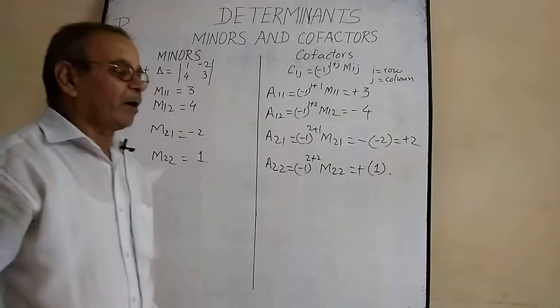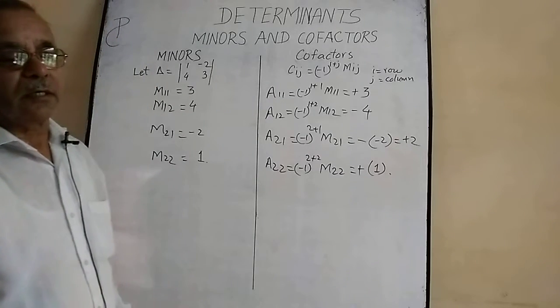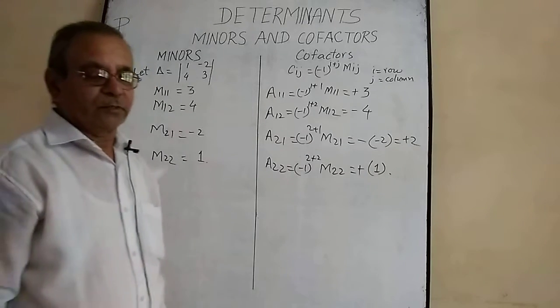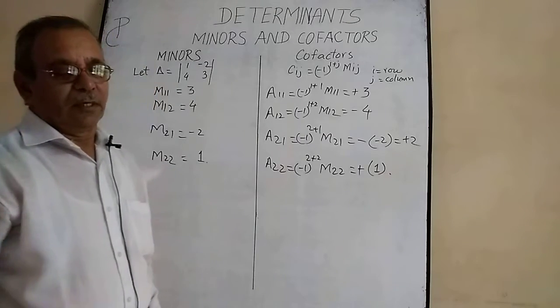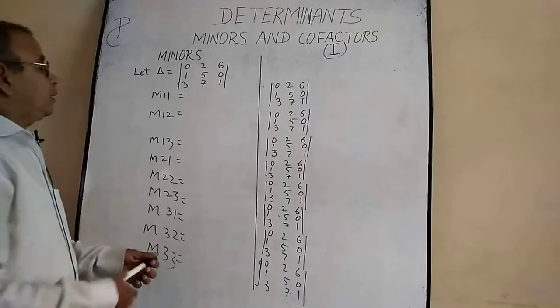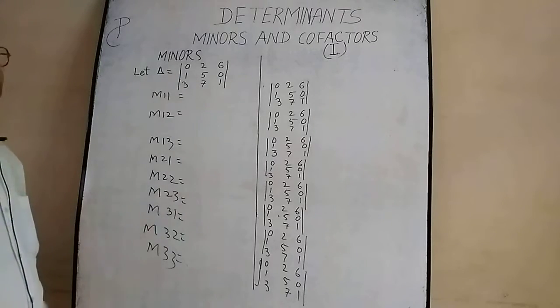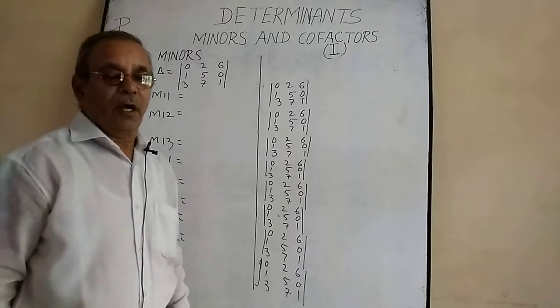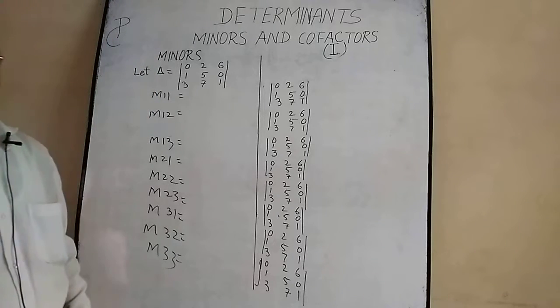Now we discuss third order determinants, with 3 rows and 3 columns. How can we find the minors and cofactors?